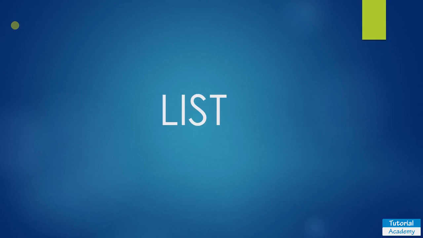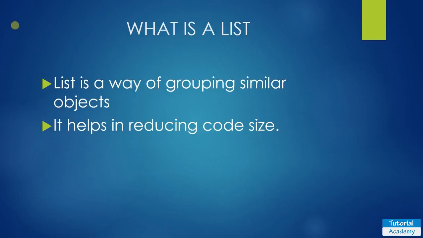Welcome back everyone. Now in this section we are going to learn about lists. Now what are lists? A list can be treated as a group of similar objects. It's a collection of similar objects. A list is a way of grouping similar objects.